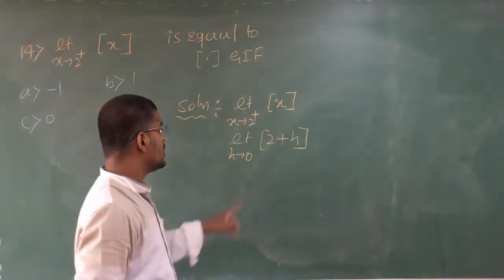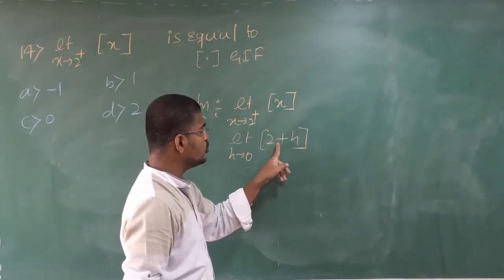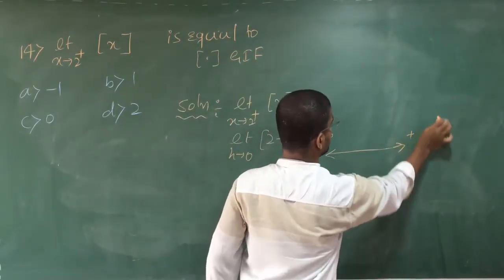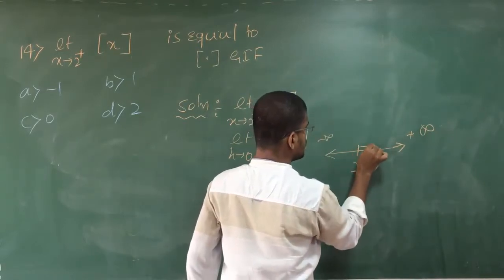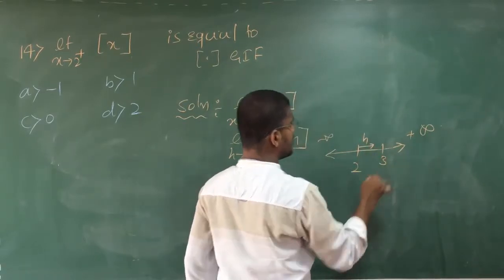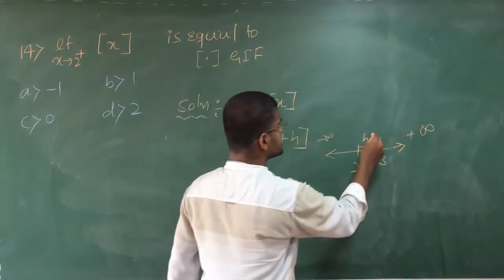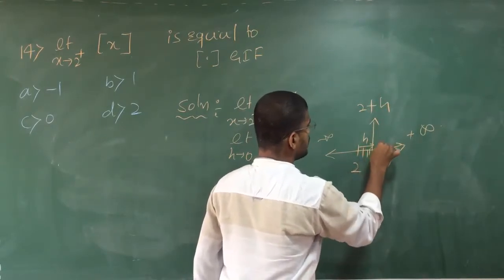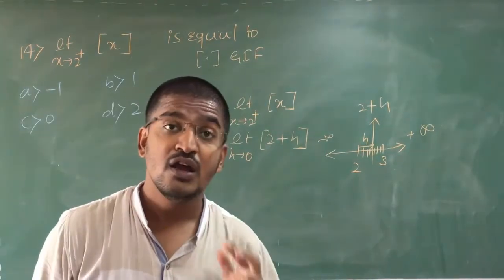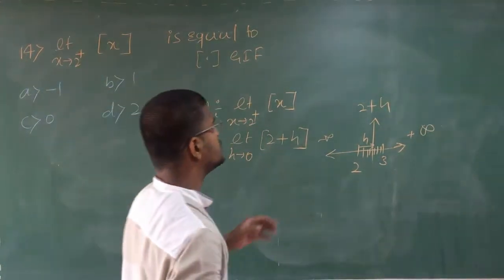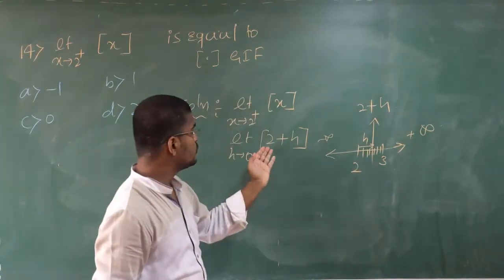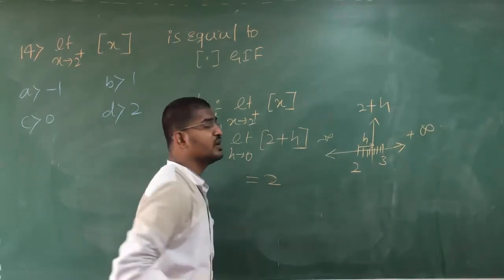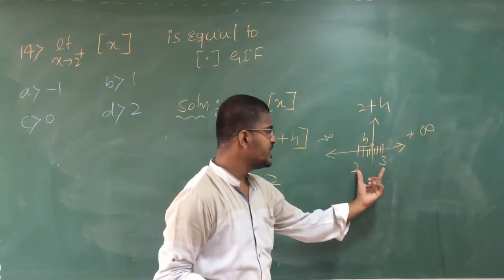You have to understand, the greatest integer function is defined over negative infinity to positive infinity. This is 2, this is 3. 2 plus h will be in between 2 and 3. So as you all know the nature of the greatest integer function, for 2 plus h it will be equal to 2, because it is in between 2 and 3.